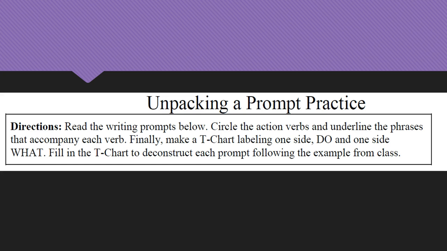So here's some practice about how you do this. You're going to read the prompts below, and you're going to circle the verbs and then underline the phrases that accompany each verb, that go with each verb. Then you're going to make a T-chart, and you're going to label one side do and one side what. And then you're going to fill in the T-chart to deconstruct each prompt following the example from class.